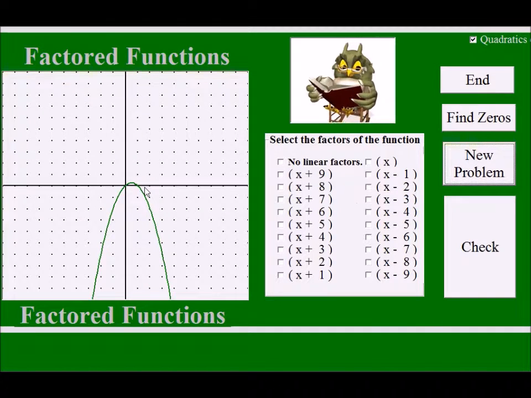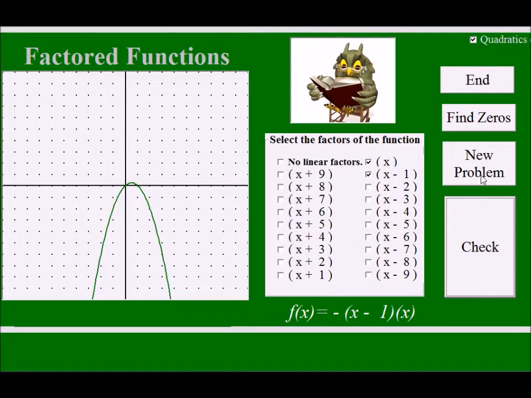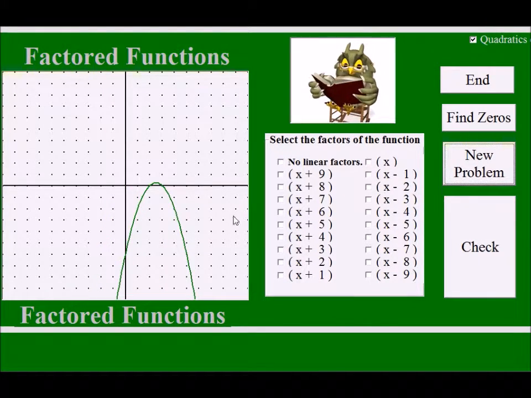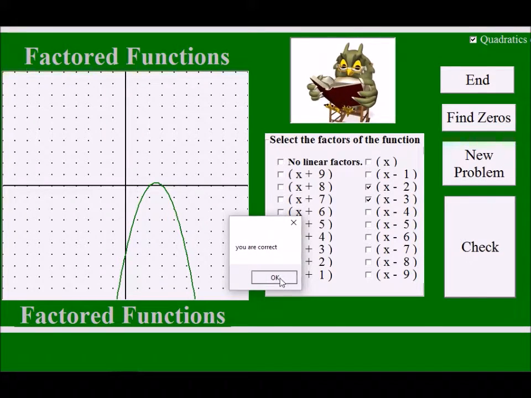New problem. This time we have a 0 at 1 and 0, so there'd be an x times an x minus 1, not an x plus 1, because the factor would have to be x minus 1. I hope you see that. This one has a 0 of 2 and 3, so the factors would have to be x minus 2 and x minus 3. I hope you see that.